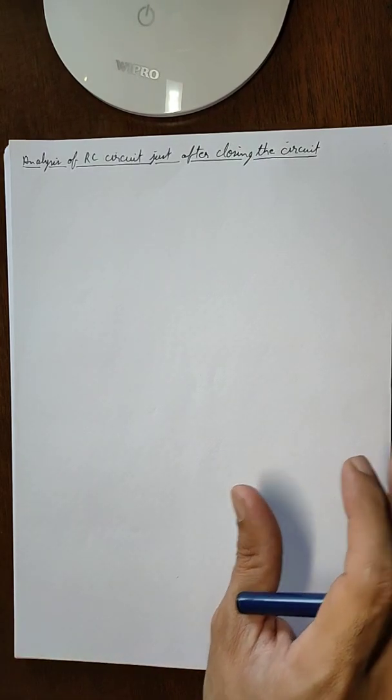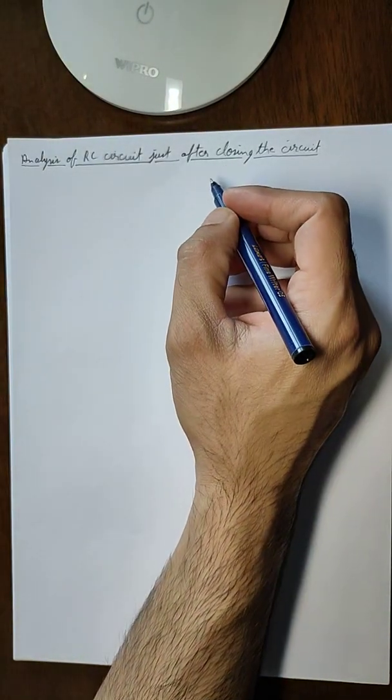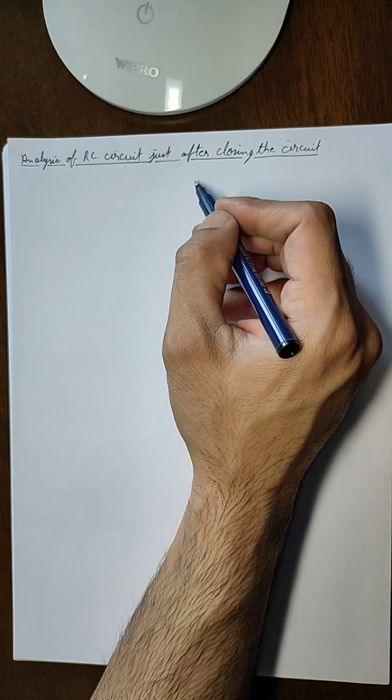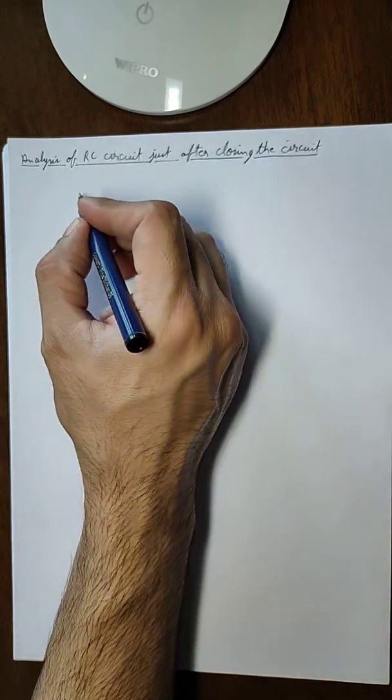Now in this video we'll study the analysis of RC circuit the moment the switch is closed. In both the charging and discharging cases, we had a switch and we found out the various parameters when t is equal to 0 and t equals to infinity. Now in this video we will quickly summarize conceptually what happens during charging and discharging just after the closing of the circuit, just after the closing of the switch.